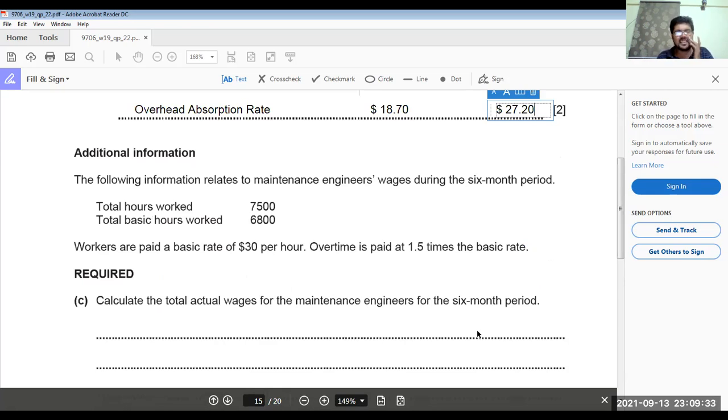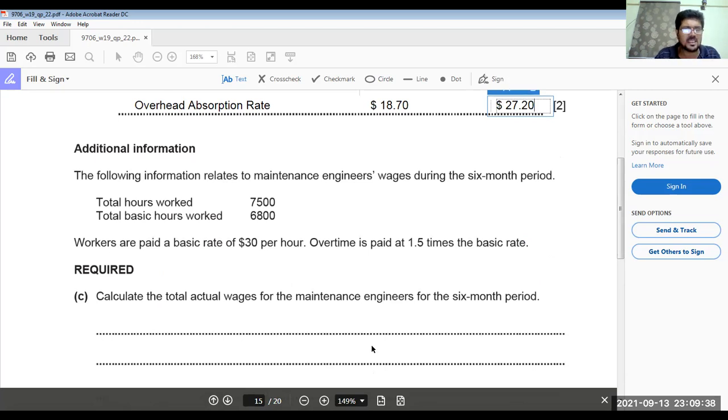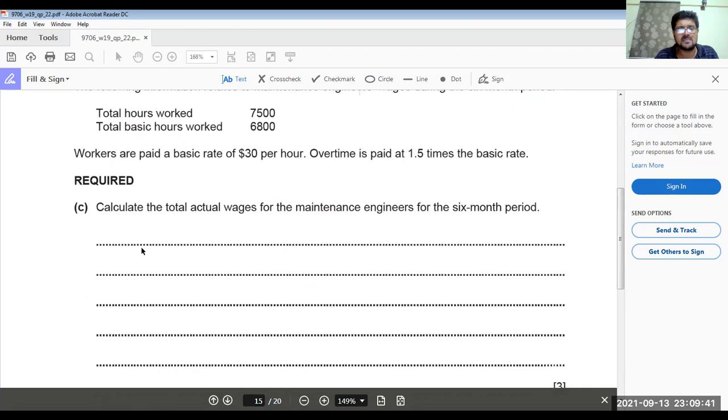The following information relates to maintenance engineer wages during the 6 months period. Total hours worked 7,500. Total basic hours worked 6,800. Basic pay $30. Overtime 1.5 times the basic rate. Okay. Now the basic hours 6,800 multiplied by $30 is equal to 6,800 multiplied by 30, $204,000. Yes.